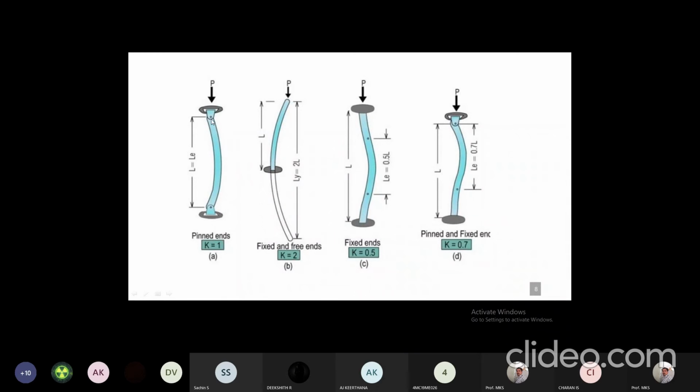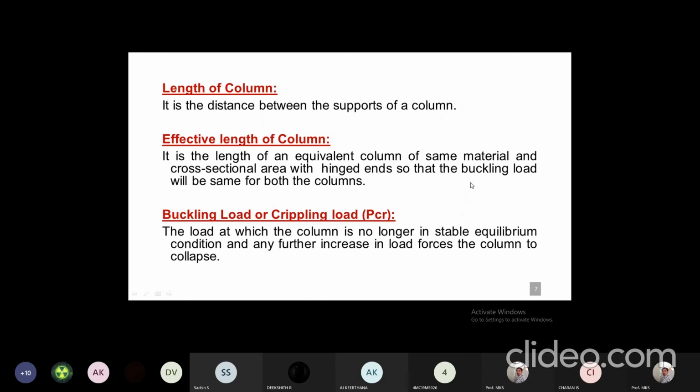Whereas in this case, it is bent from here, and that is the effective length. In the third sketch, you can see it is bent at this point, and in the last you can also see it there. It is not bent over the whole portion, it is bent only at a certain point. This length we call the effective length. So just a basic definition.